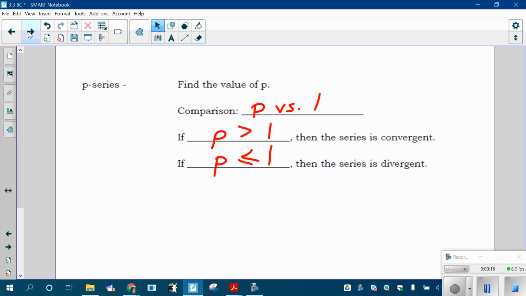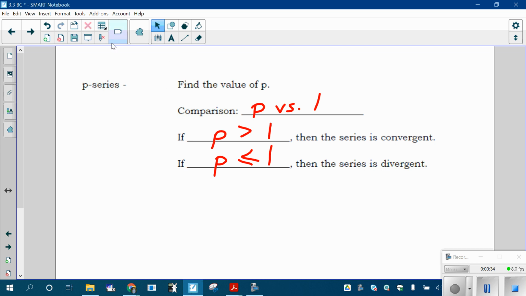For the P-series test, you're making sure that it fits that format of a P-series: 1 divided by n to some power, and you're comparing that power to 1. A bigger power means it converges. A smaller power means it diverges. Specifically, less than or equal to 1 means it diverges.